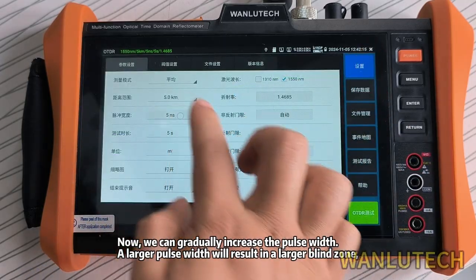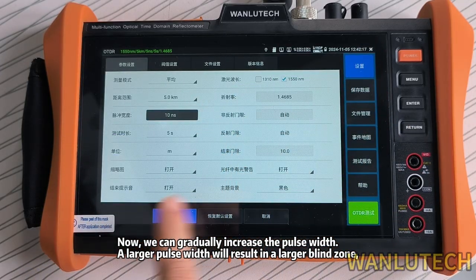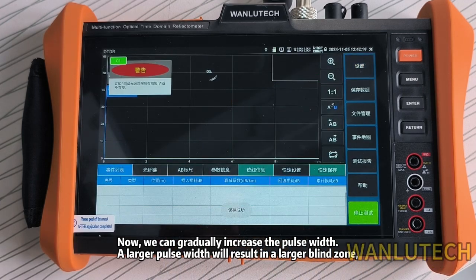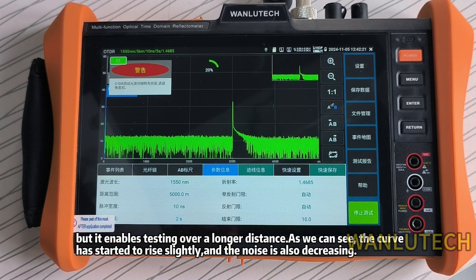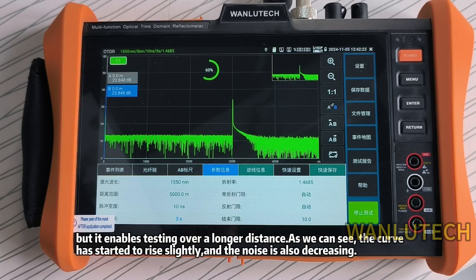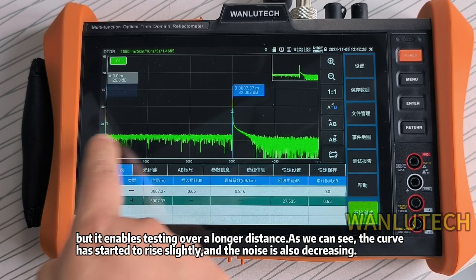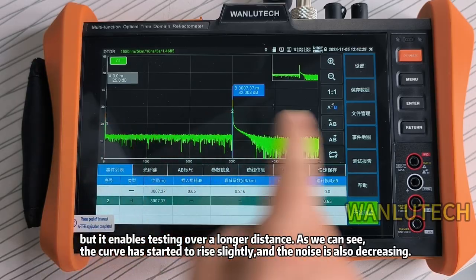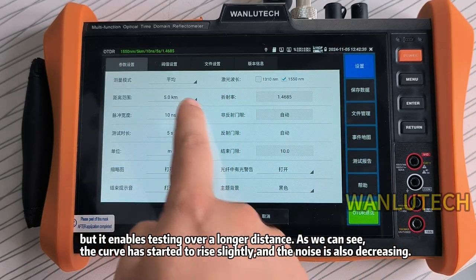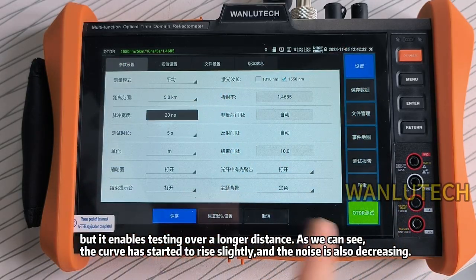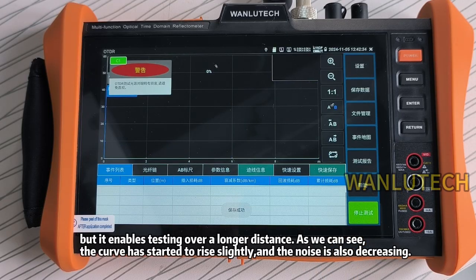Now, we can gradually increase the pulse width. A larger pulse width will result in a larger blind zone, but it enables testing over a longer distance. As we can see, the curve has started to rise slightly, and the noise is also decreasing.